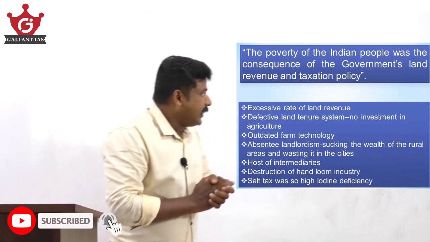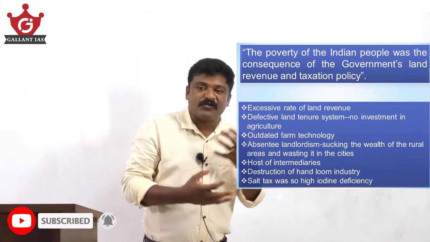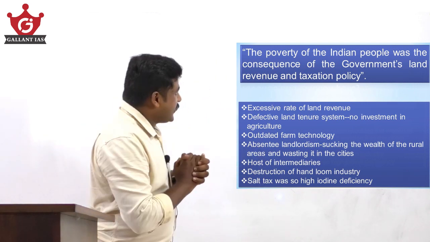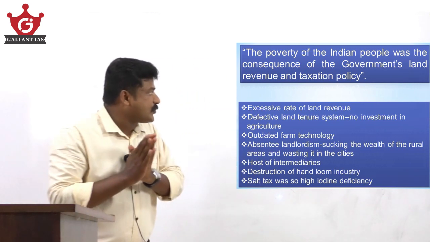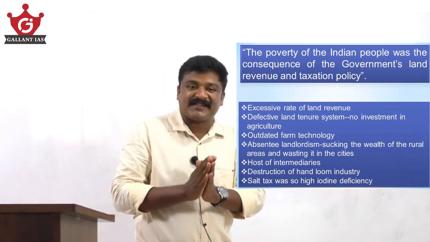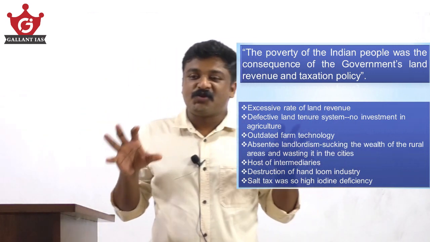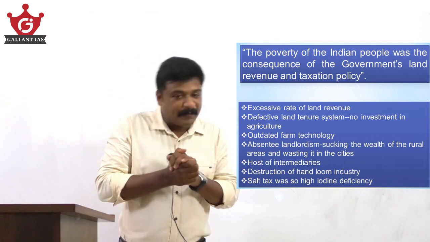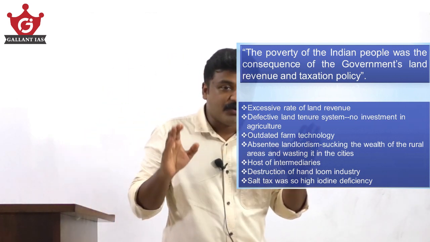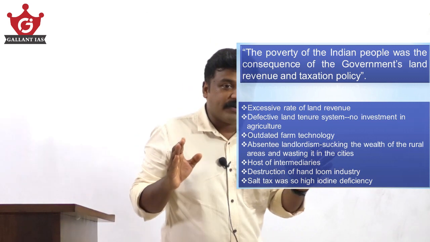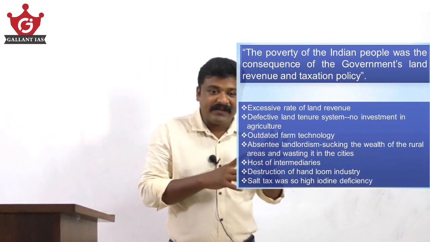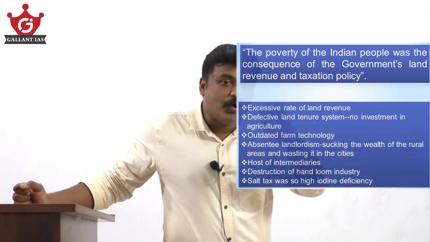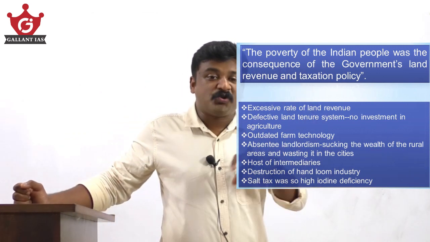Now here, these are some questions which we discussed from a mains perspective. From the mains perspective, you see, poverty of Indian people was the consequence of the government's land revenue and taxation policy. So this is one of the very important topics you have to prepare for your prelims and mains examination. You know the land revenue policies of the British. Most importantly, the zamindari settlement, permanent settlement is there, mahalwari settlement is there, rayotwari settlement is there. So actually this is very important.